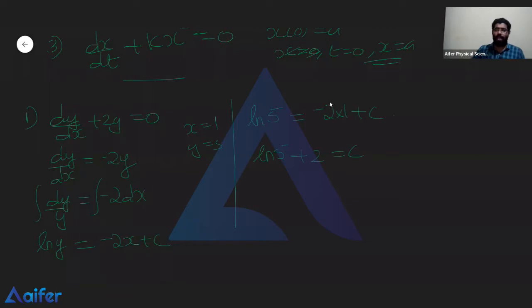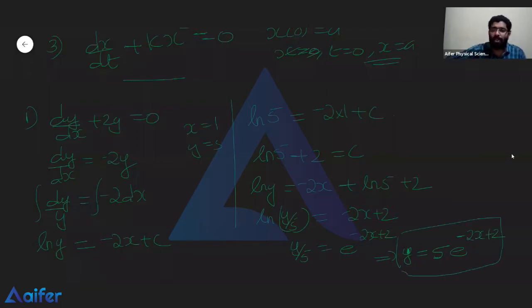So finally, ln y equal to minus 2x plus c is nothing but log 5 plus 2. So if you bring this log y here, ln y by 5 equals minus 2x plus 2. If you exponentiate this, you will get y by 5 equal to e raised to minus 2x plus 2. So finally you get y equal to 5 e raised to minus 2x plus 2. This is the answer to the first question.